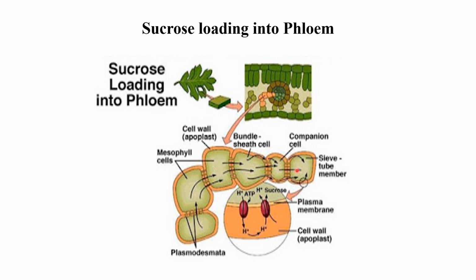From phloem parenchyma, sugar may directly enter into the sieve elements apoplastically. It involves the H plus ATPase, which is a transport protein present in the plasma membrane. It helps the movement of sugar apoplastically without involving the cytoplasm of the companion cells.